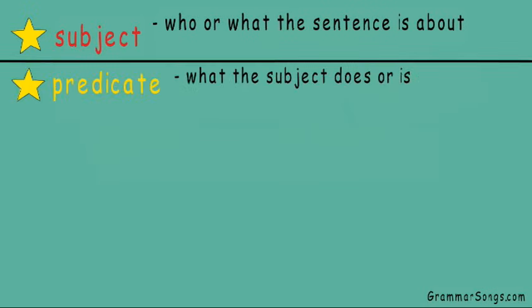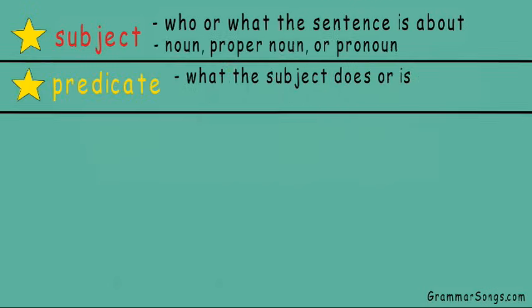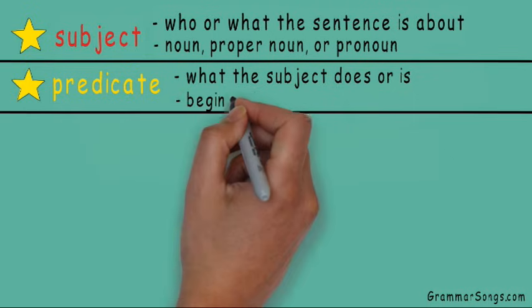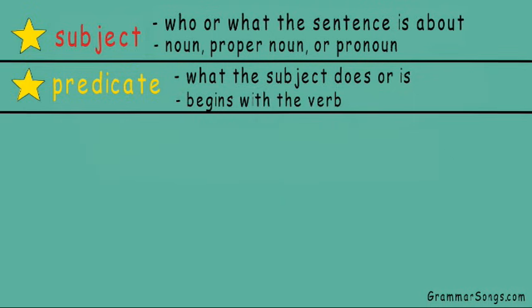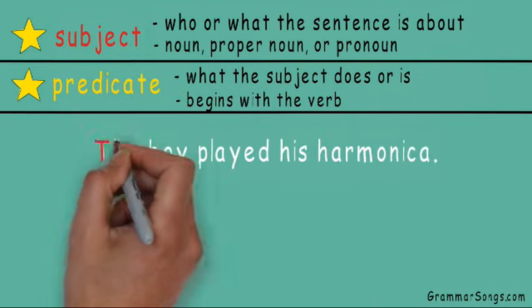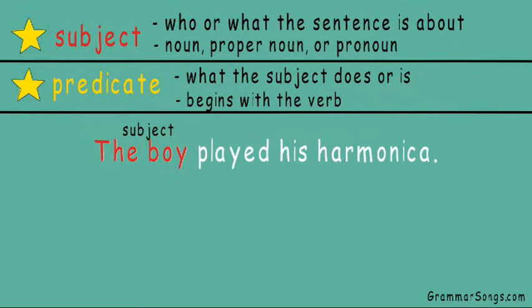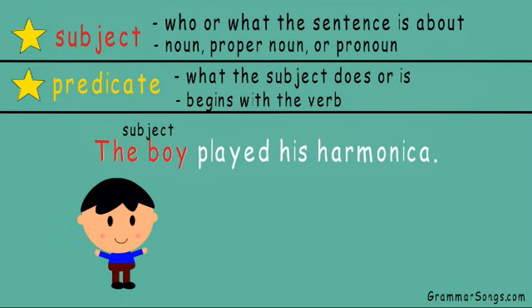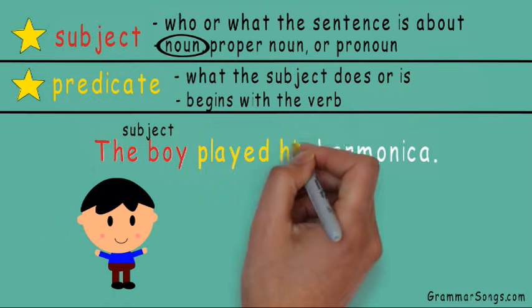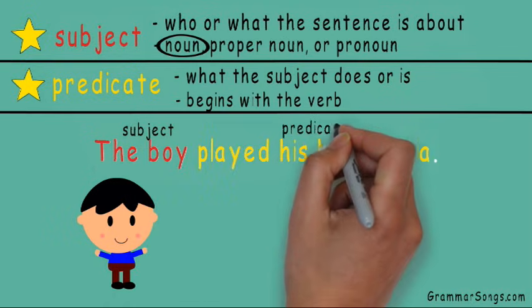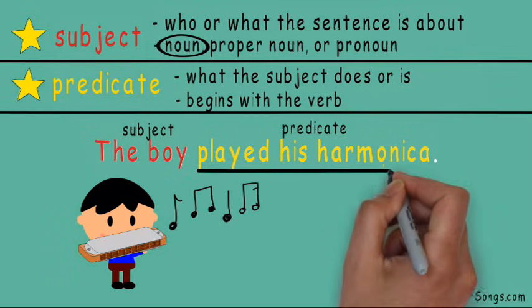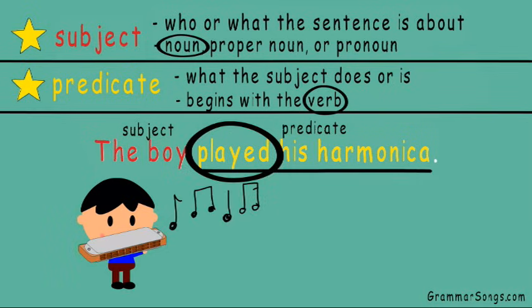You also know that the subject can be a noun, proper noun, or pronoun, and you've learned that the predicate begins with the verb. In the sentence, "The boy played his harmonica," you know the subject is the boy because he is who the sentence is about, and he's a noun. Played his harmonica is the predicate because it tells what the boy did, and it begins with the verb. At least, most of the time.